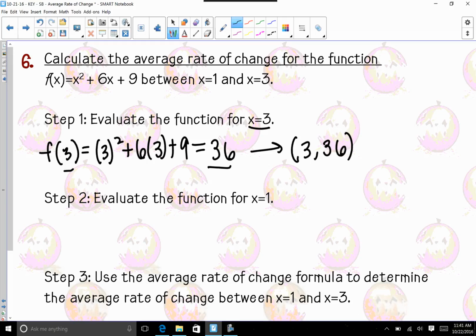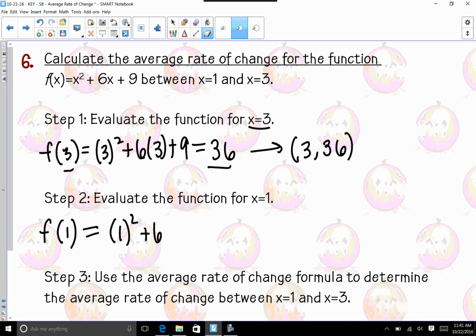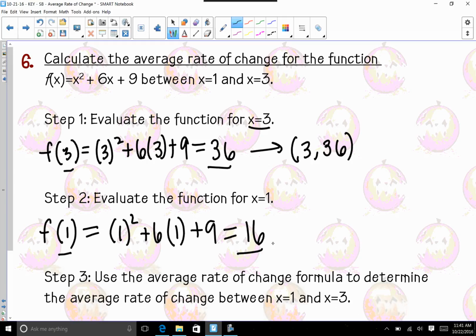And then if I plug in x equals 1, I get 1 squared plus 6 times 1 plus 9. So I get 1 plus 6 plus 9, which gives me 16. So the input was 1, the output is 16. That's going to give me an ordered pair (1, 16). All right, this is technically my x1. This is my x2, right?